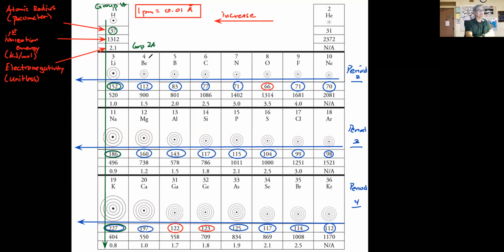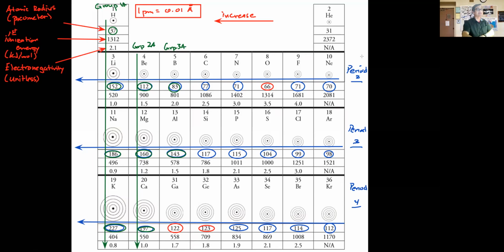If we take a look at it, we have 112 for beryllium, 160 for magnesium, and 197 for calcium. And so with that said, as we go down group 2A, we notice that the size also increases. And we see that that actually holds pretty well for most of these here. So if we do one more analysis here, let's take a look at group 3A. We see that the trend, 83 for boron, 143 for aluminum, and then 122.